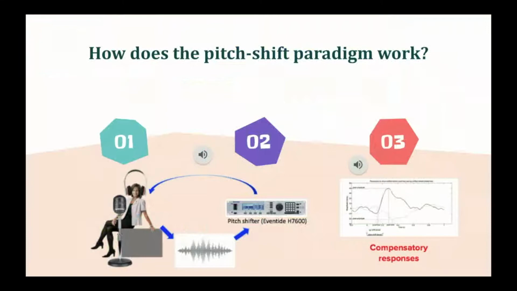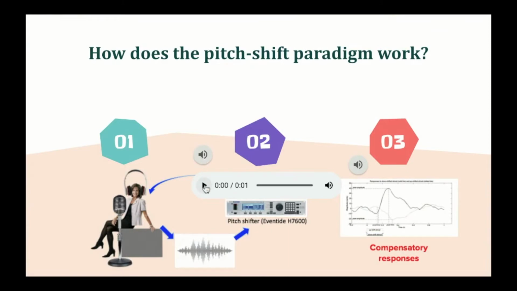Then we measure how speakers respond to the unexpected shifts in pitch. Typically, speakers compensate to the pitch shift stimuli. So when you hear the pitch go up, you go down, and the other way around. If you hear it go down, you go up. I'm going to play the audio for you to see how that works.